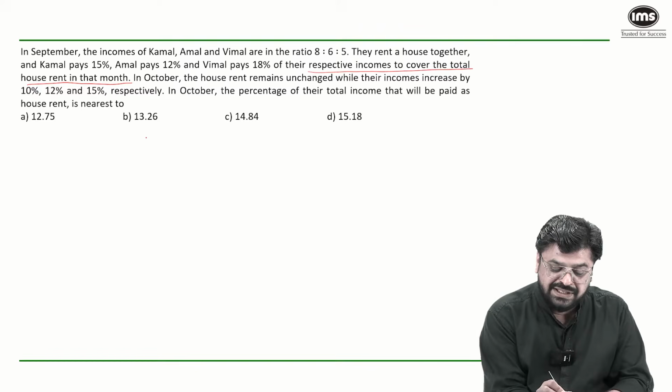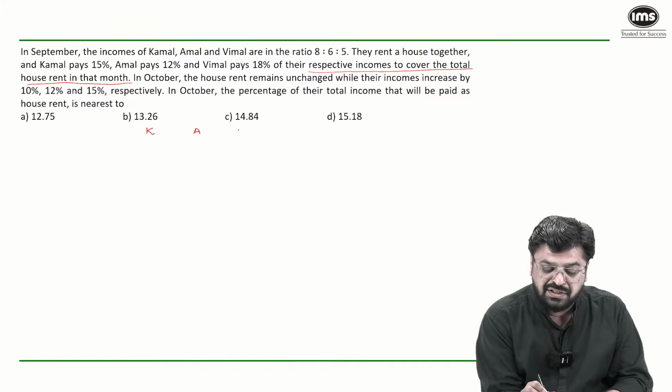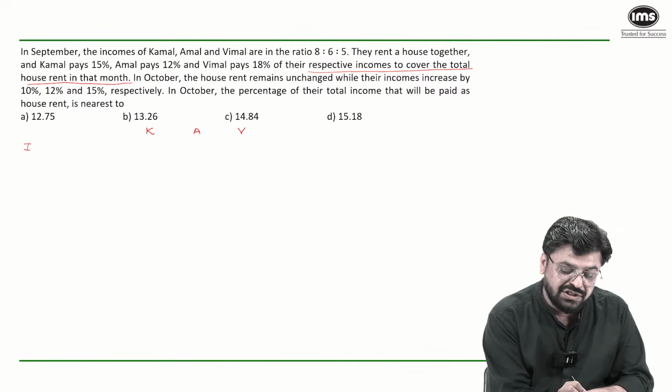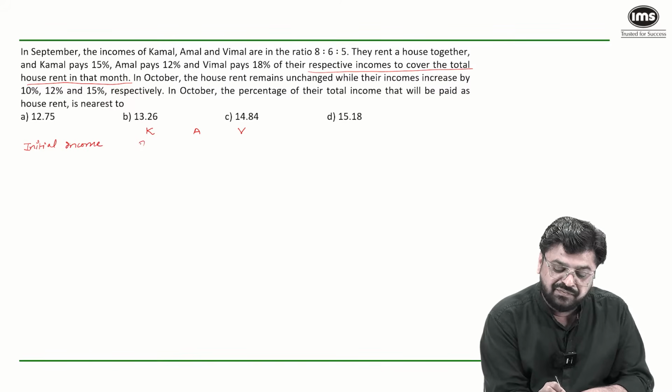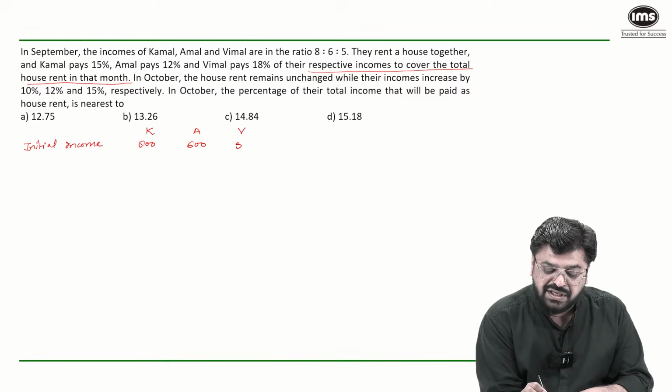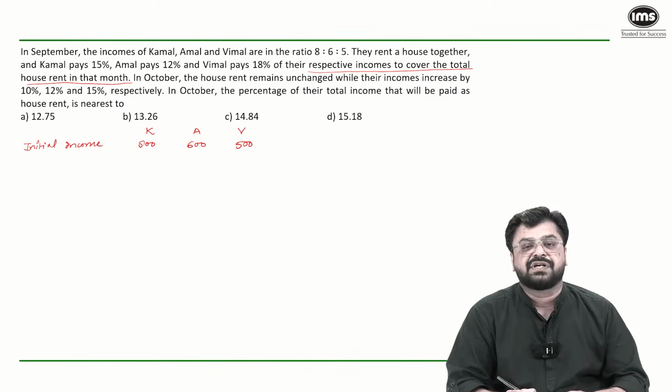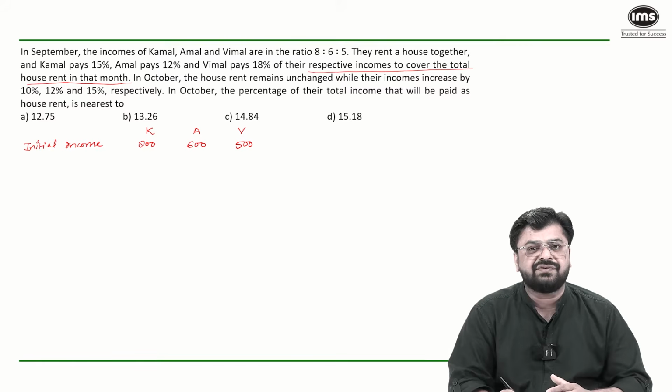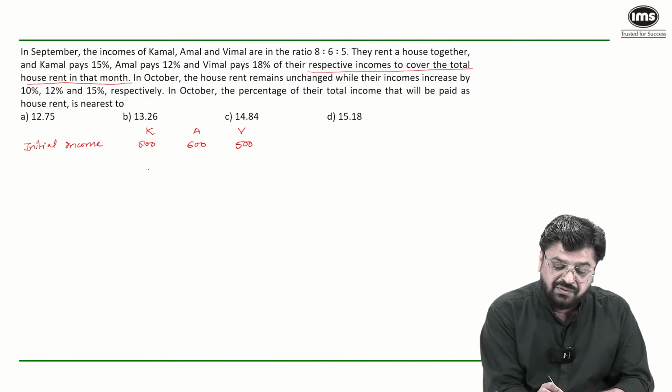Now, let's start with Kamal, Amal and Vimal. Their initial income, let's say, are 800, 600 and 500 rupees because they are in the ratio of 8:6:5, so we can assume this. Now, how much are they paying as rent?